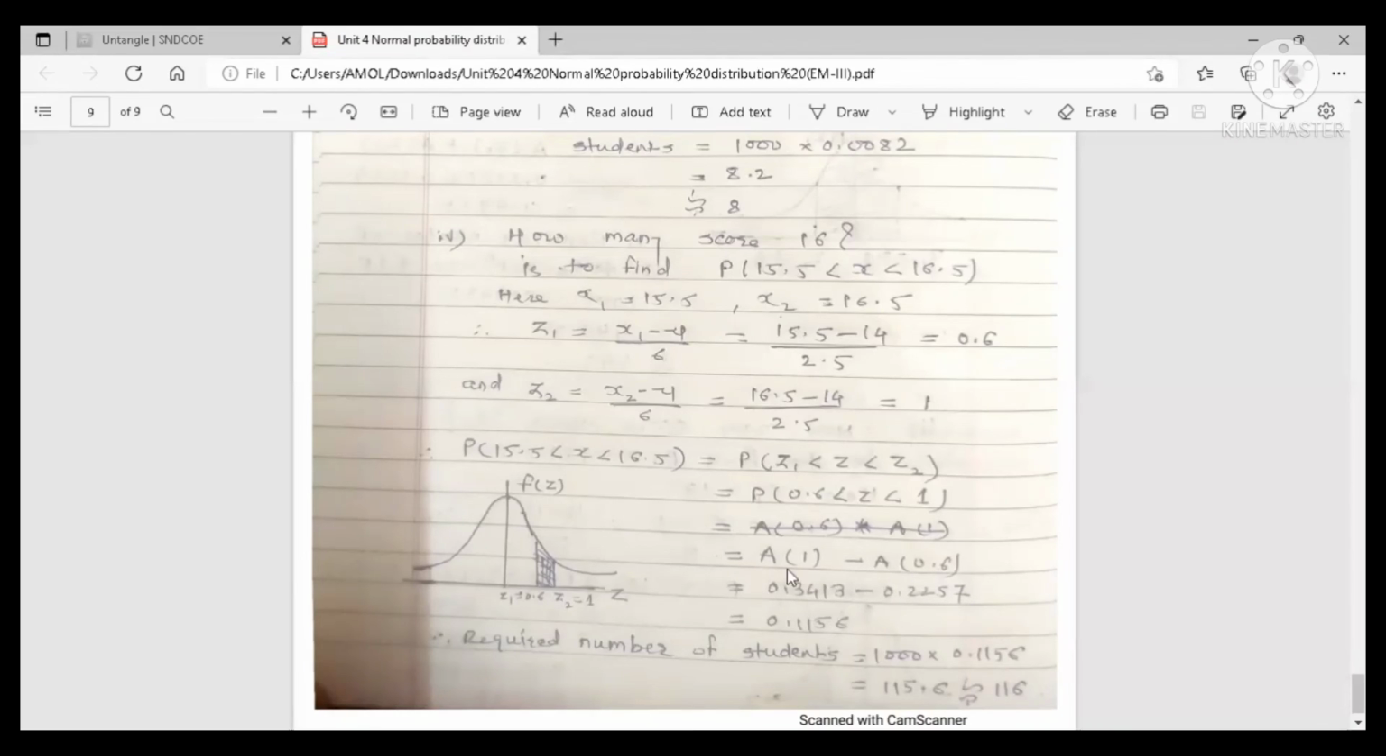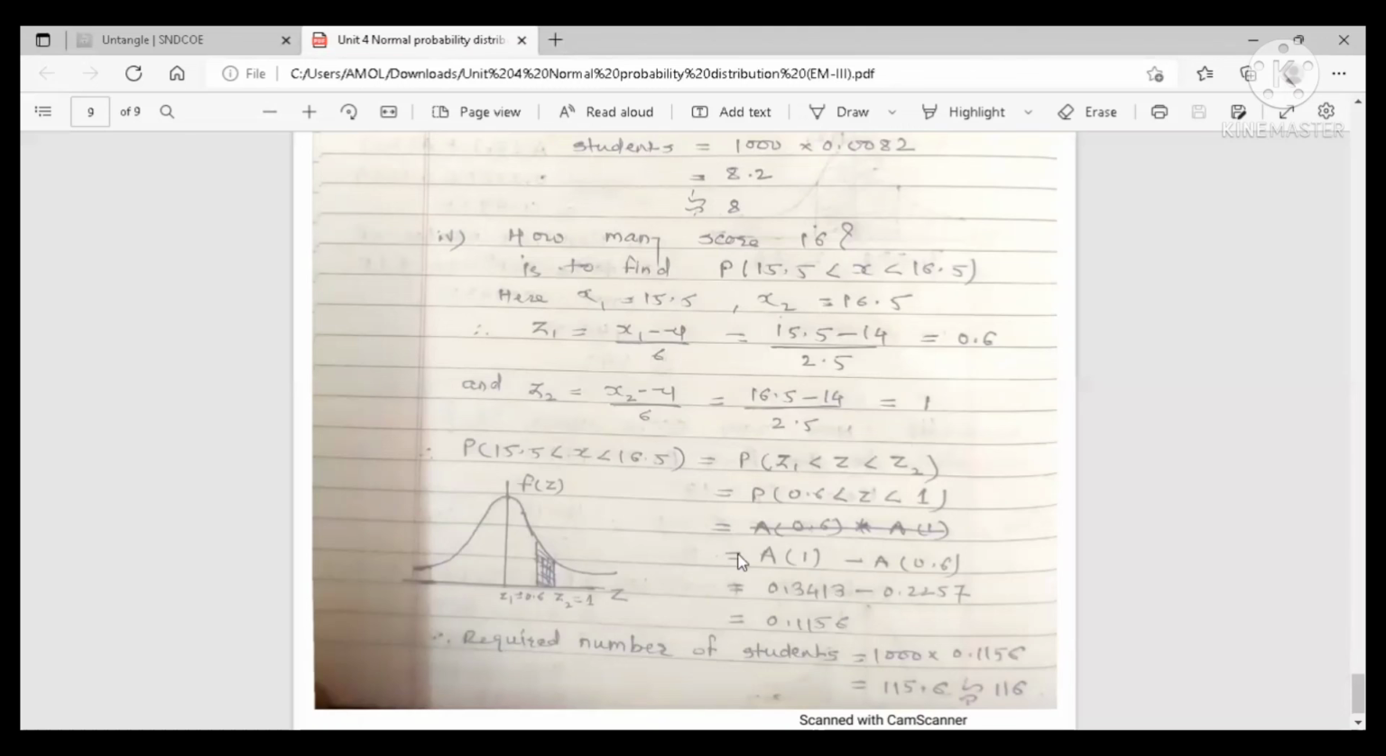If we subtract these two areas, the answer is 0.1156. We are subtracting areas because z1 and z2 both are positive. They both lie on the RHS side of the normal distribution curve, and we have to take the area of the bigger one minus the area of the smaller one. So the probability between z1 and z2 is equal to 0.1156.